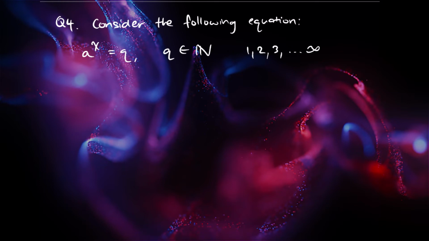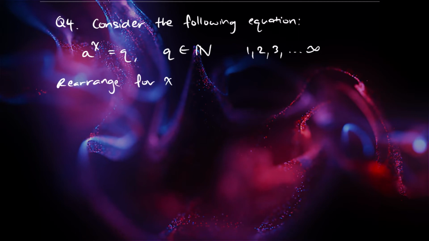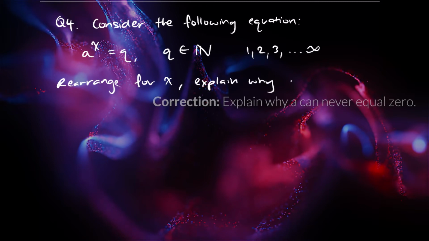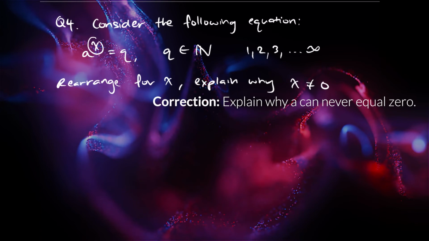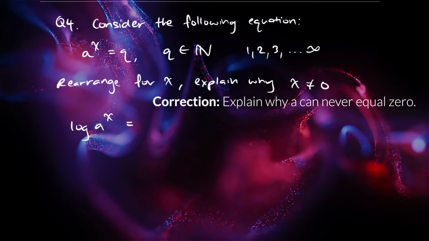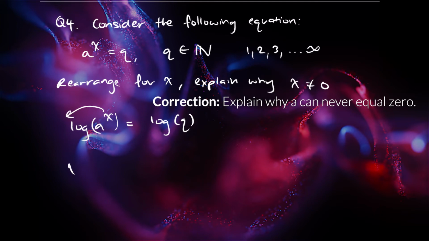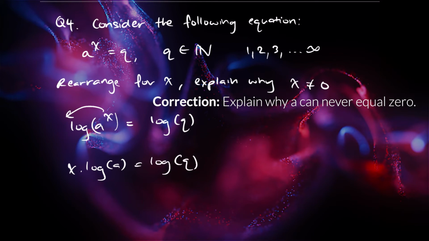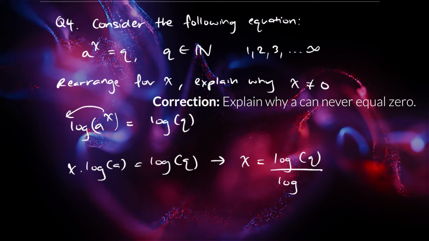Now, what we want to do is rearrange for x. And we also need to explain why x cannot be equal to 0. So we need to rearrange for x. So how are we going to do that? Well, we're going to use our logarithms, right? So we're going to have log of a to the power of x is equal to the log of q, because we take the logarithm of both sides. And then I can bring this x out. So x multiplied by the log of a is equal to the log of q. And so now x is equal to the log of q divided by the log of a.